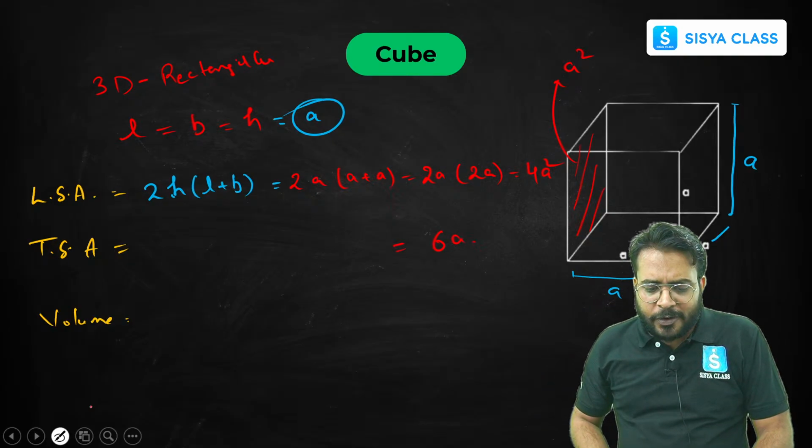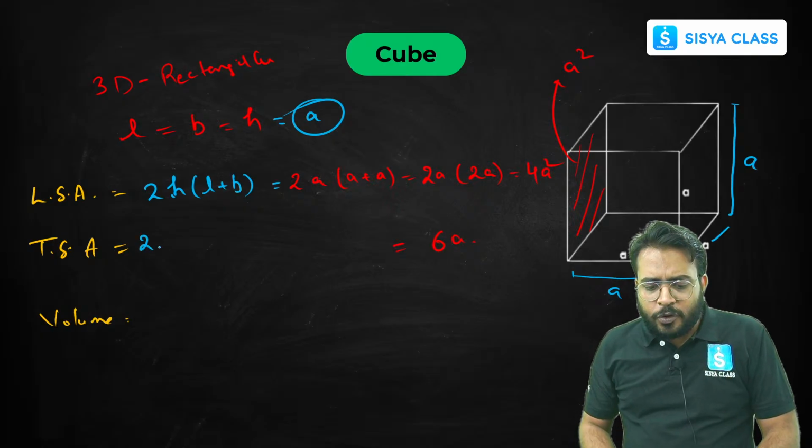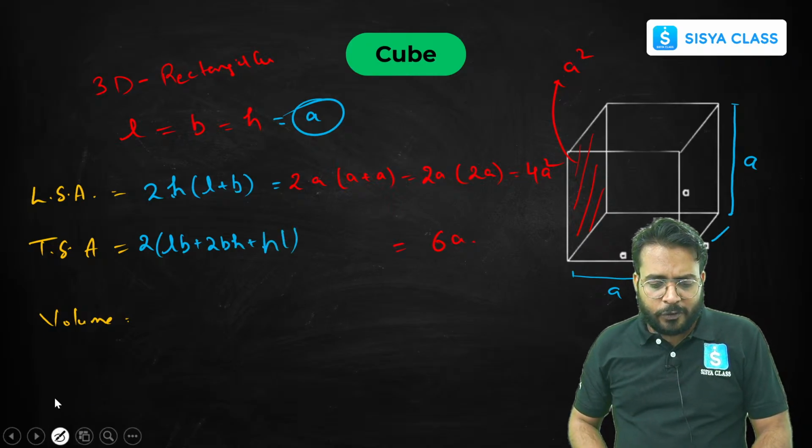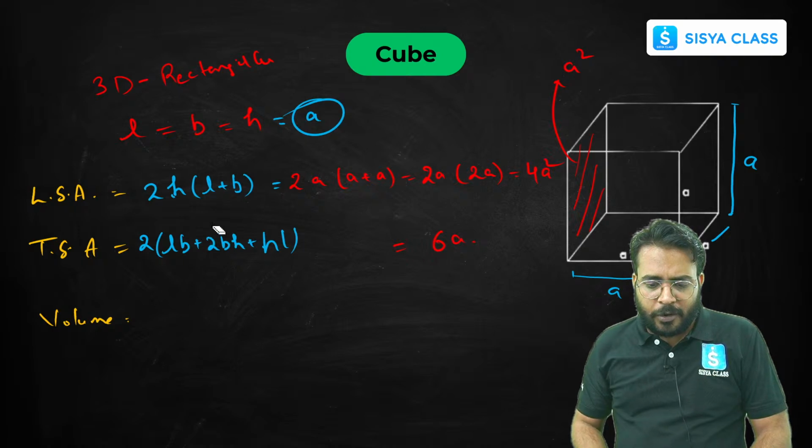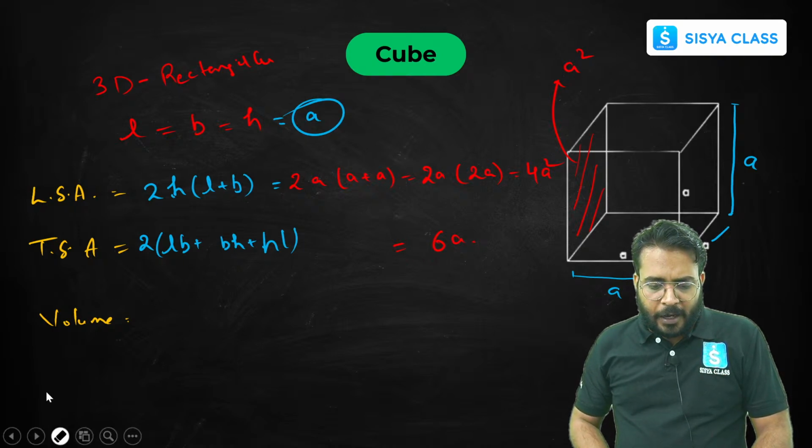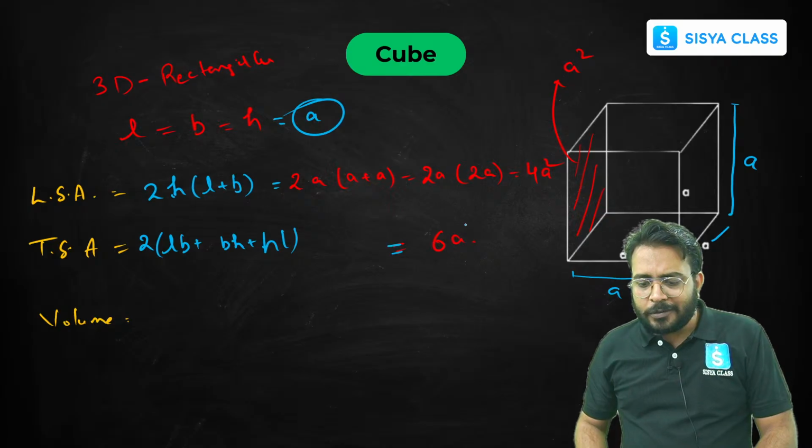Or if you want to substitute the values in your cuboid formula, you can do the same thing: 2(LB plus BH plus HL). Here we should not write 2 again, because we have already taken 2 as common. Now if you substitute your values, you are going to get 6A square.